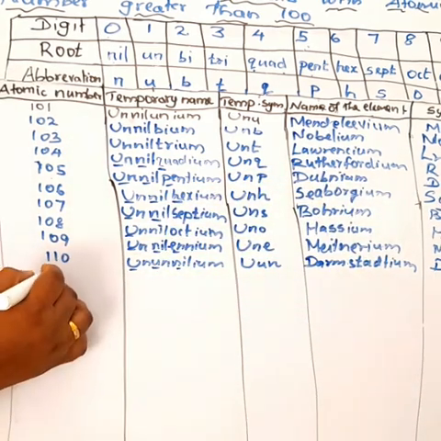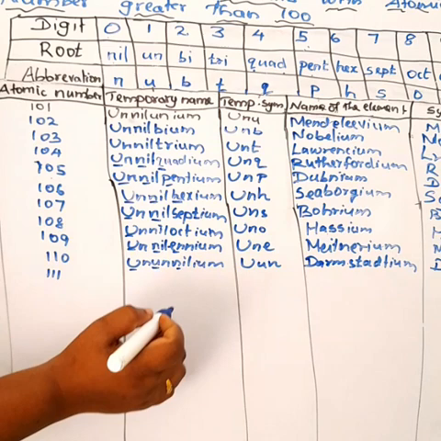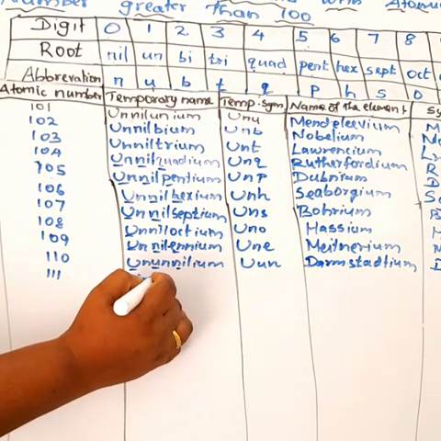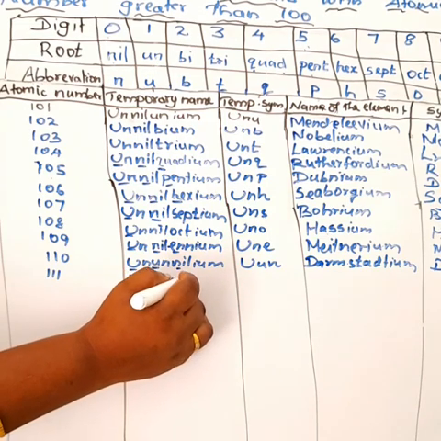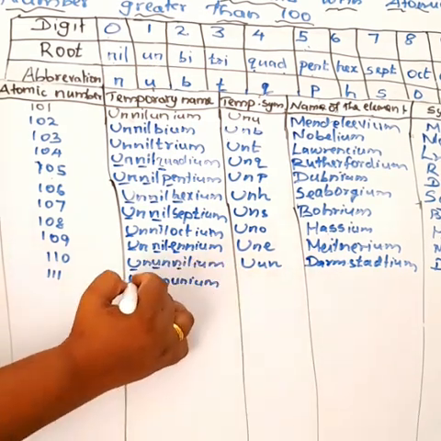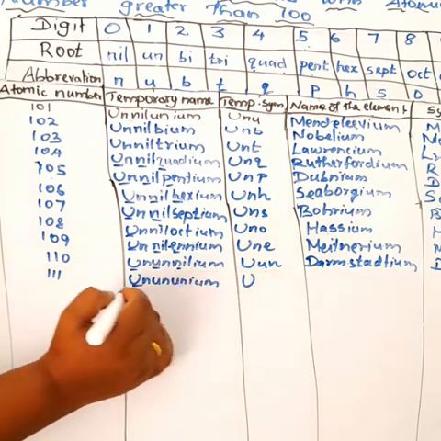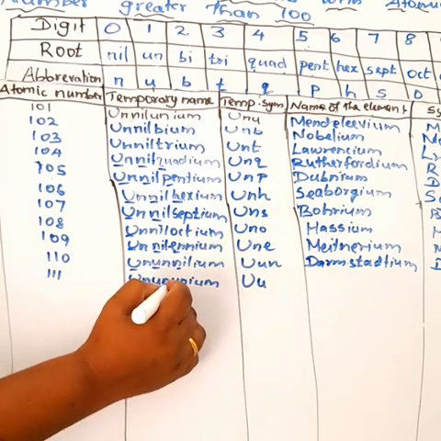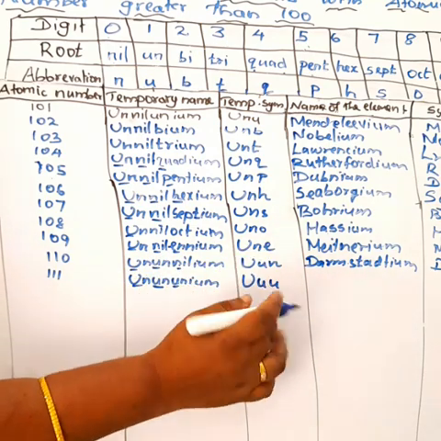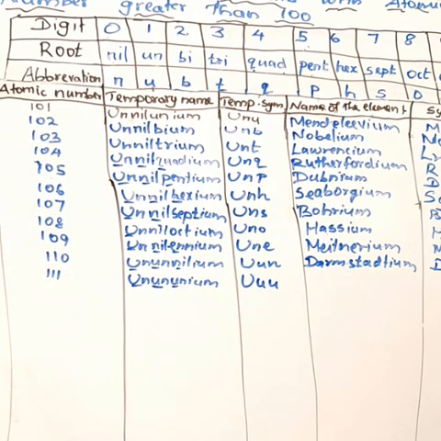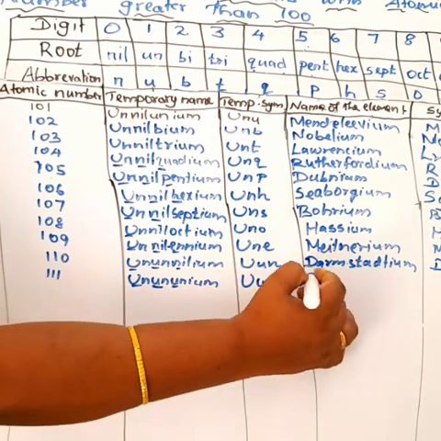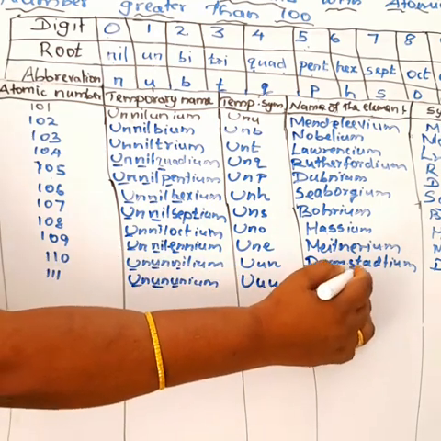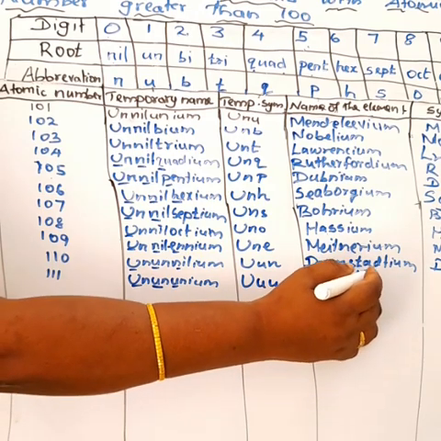Okay, and 111. Atomic number 111. What is the temporary name? Un for 1, again un for 1, and again un for 1. Ium is the suffix. What is the temporary symbol? U, U, and U, triple U. And the name of the element? Atomic number 111. The element name is roentgenium. Okay.